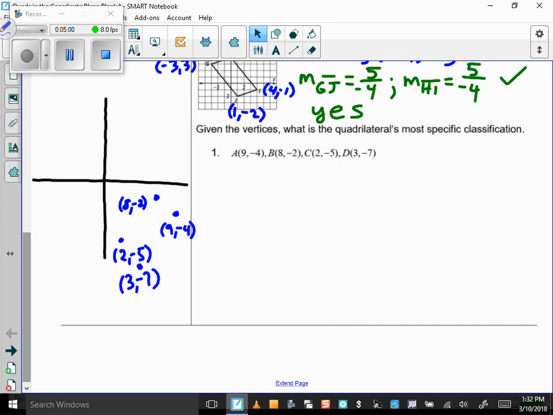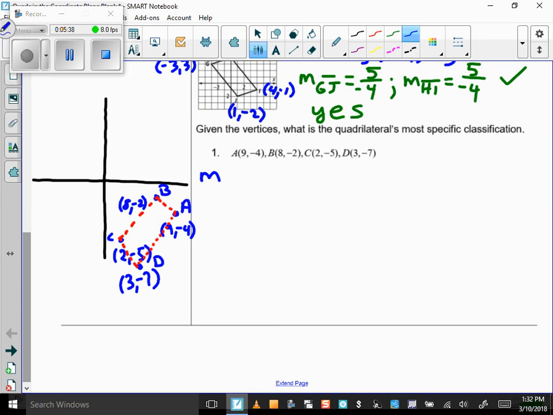Okay, I'm going to sketch this in red here. Here's my quadrilateral. It's not a great drawing. It looks more like a trapezoid, I guess, than anything, but I don't know. I've got to find out. So why don't we first check to see if it's a parallelogram, just like we did before. Let me label these: here's A, B is (8, -2), C is (2, -5), and that would make that D. So let's find the slope of AB.